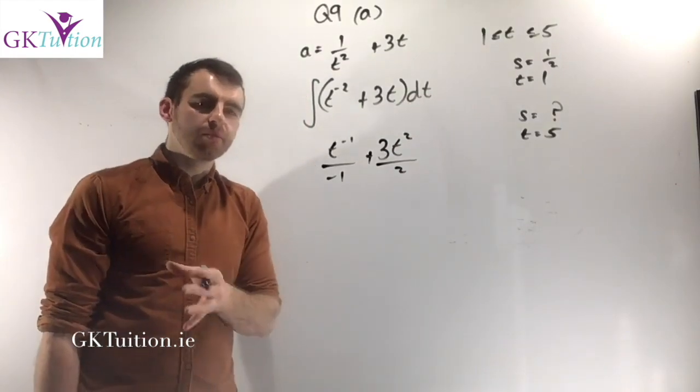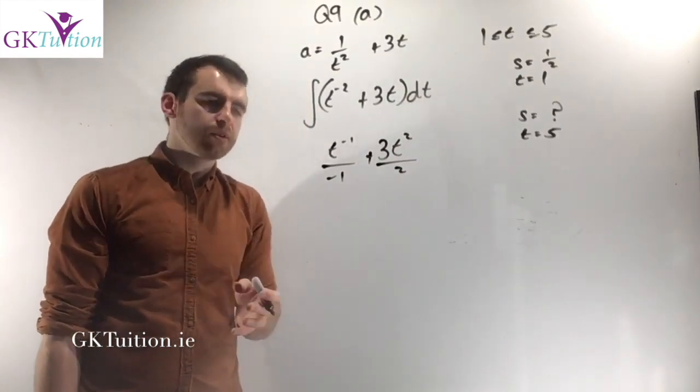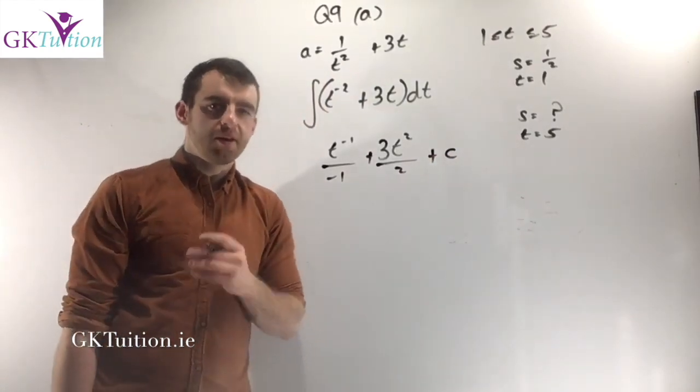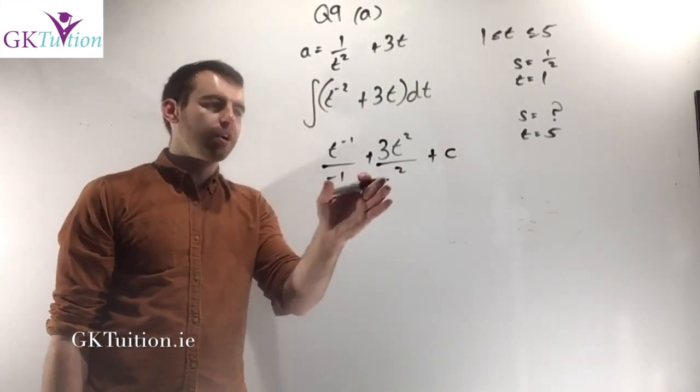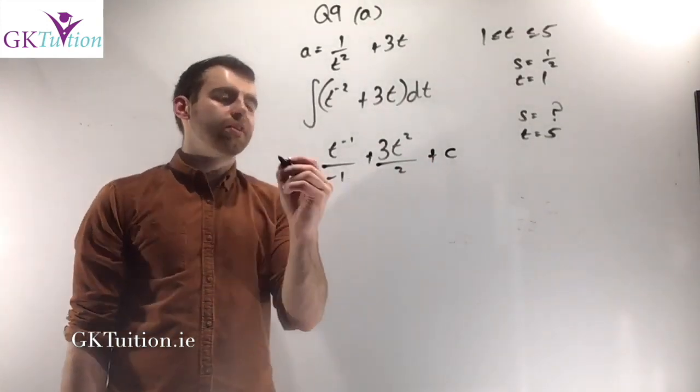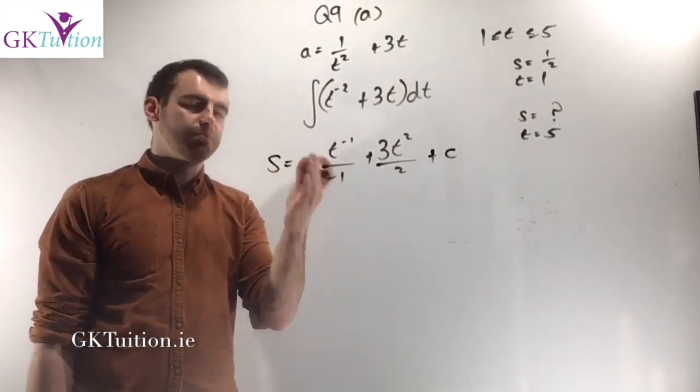I'm integrating here, but I'm not using limits. Because I'm not using limits, I have to add in a plus c. And I remember from last year, the vast majority of our students were forgetting their c there. And now, so that's the speed. I've worked out that that's the speed.